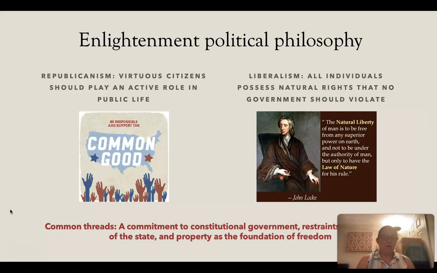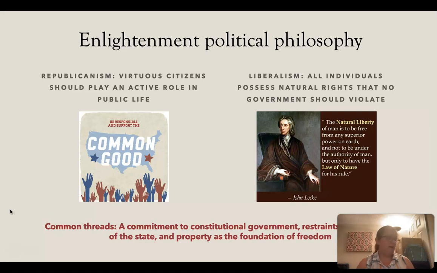So then we have liberalism, which is the other half of this Enlightenment political philosophy that's really popular in Britain and the colonies during this period. Liberalism is the idea that all individuals have natural rights that no government should violate. The leading philosopher of this idea of liberalism was a man named John Locke, and you can see him here. He wrote an influential book called The Two Treatises of Government in 1860.